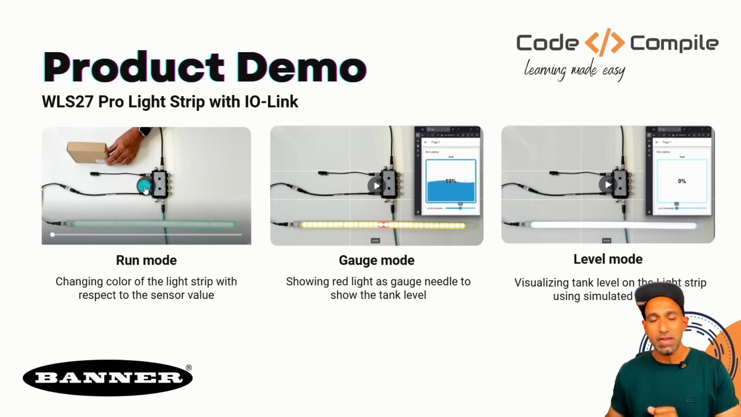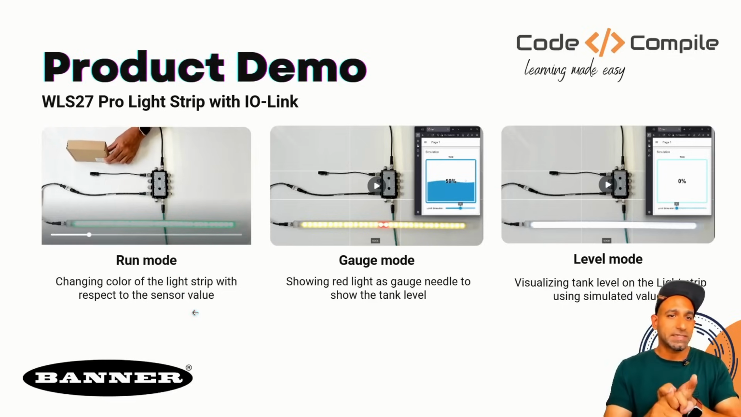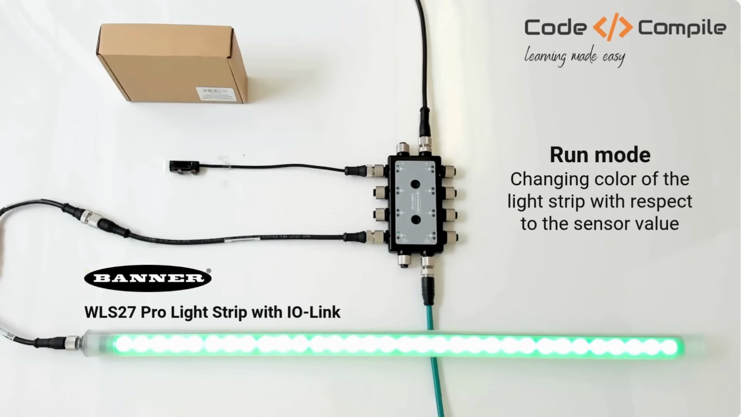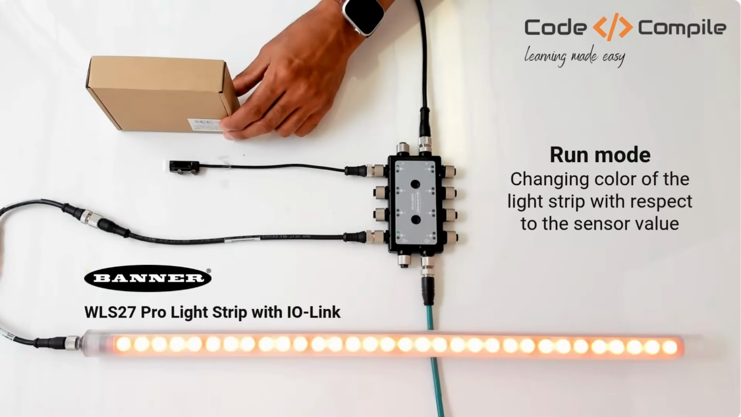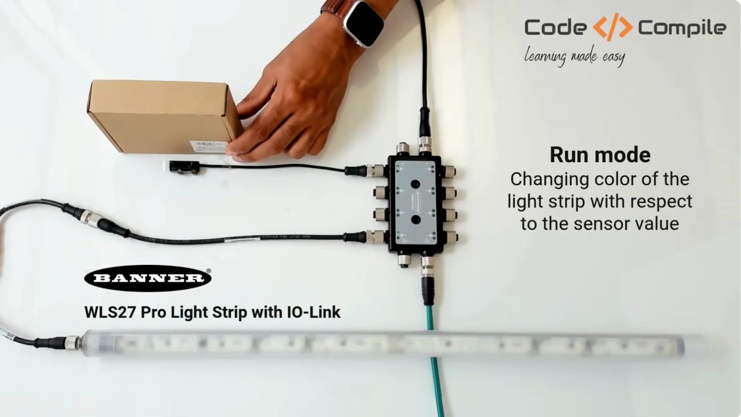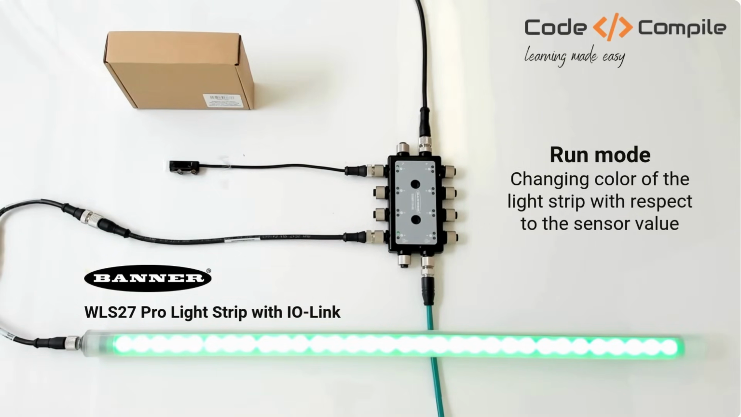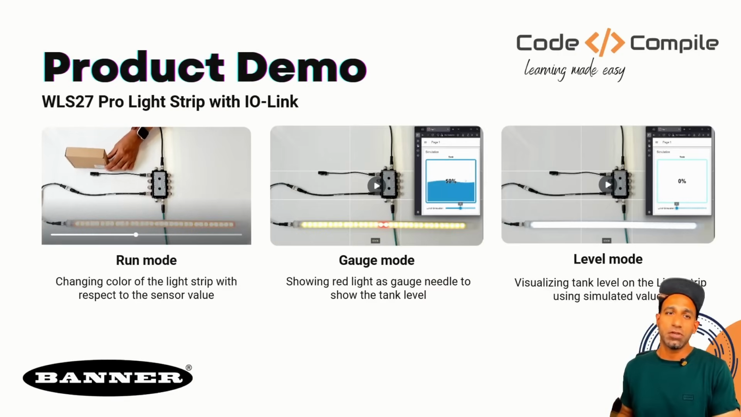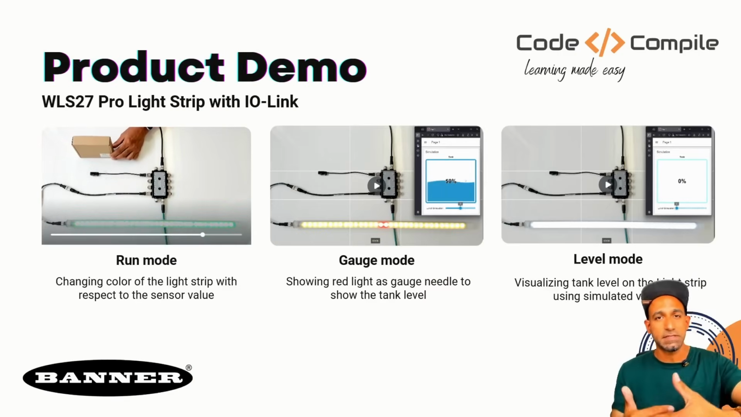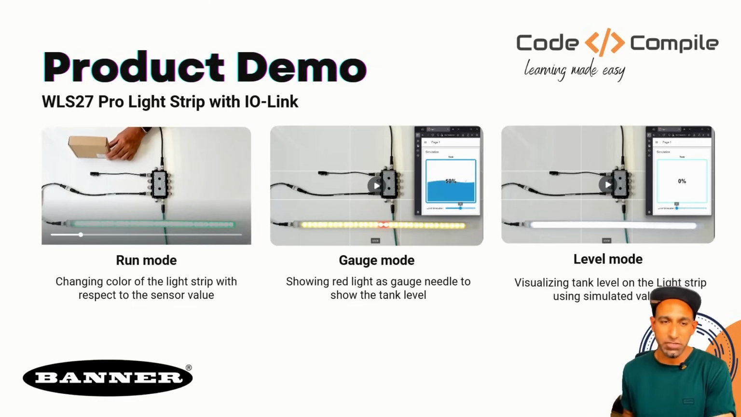First one is the run mode. I'm using a run mode to show if the object is closer to the sensor or far away or in between. So you can see that I have this object. When it is way too close to my device, it's blinking red. If it's in the middle, it is orange. If it's completely far away, then it's green. So kind of like a signal which is telling you if the object is safe from the distance from the sensor, if it's very close or not close or far away. So this is like a typical indication in a run mode.